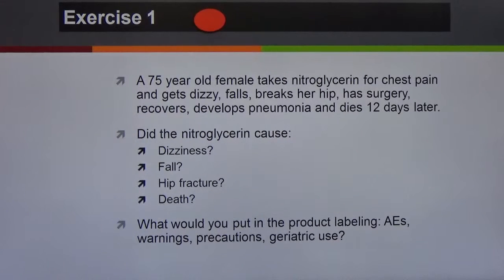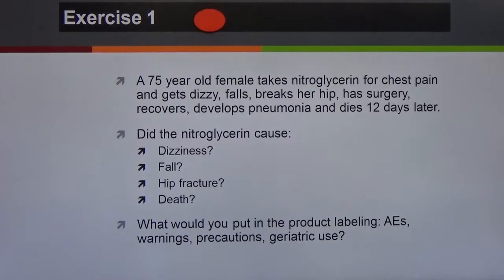It should be everybody. Yeah? How many says yes to fall? It is related, but it's not directly related. I was going to say put some dizziness. You have doubts, right? You have doubts about this. Did it cause hip fracture? Did it cause death? Is it related? Yes. Yeah, you can't say.